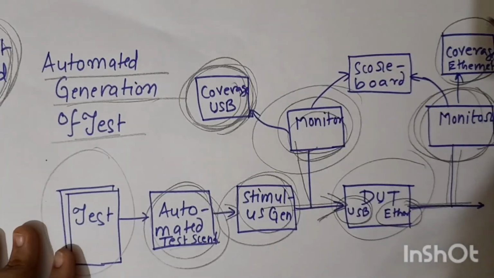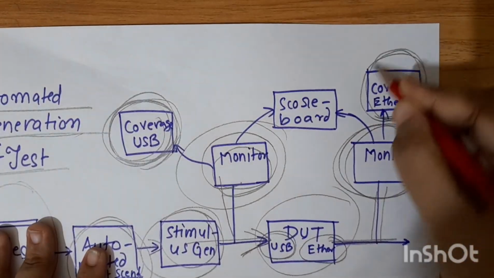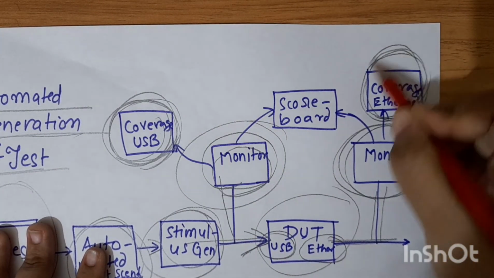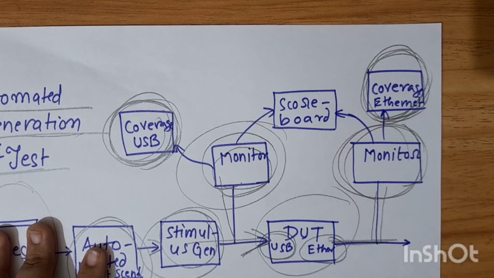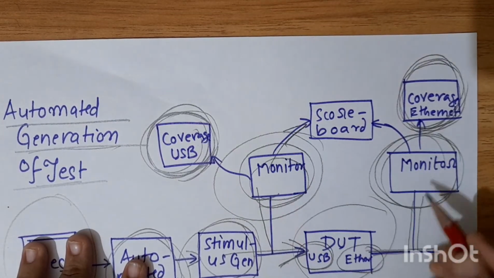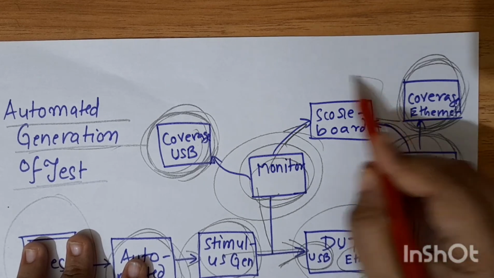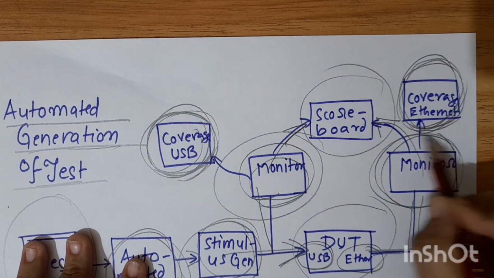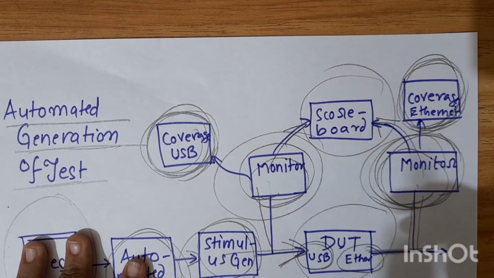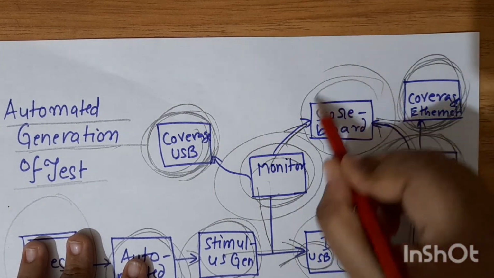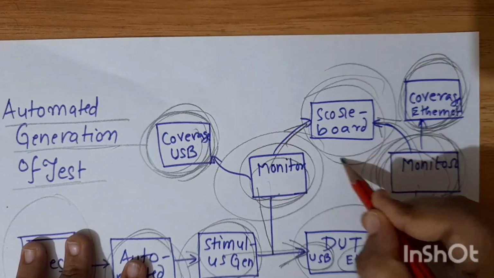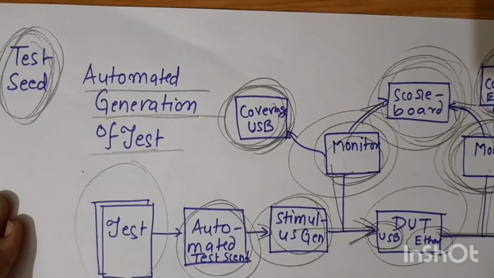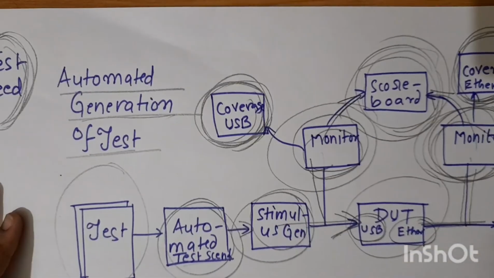Here there is another coverage collector. This will be covering what Ethernet configuration and signals have been generated. That would be covered in this coverage block. And there is also a scoreboard, some self-checking mechanism, which checks whether the outputs generated for the respective inputs are correct or not. That scoreboard will check. The self-checking block would be there. So this is how the coverage-driven verification environment looks like.